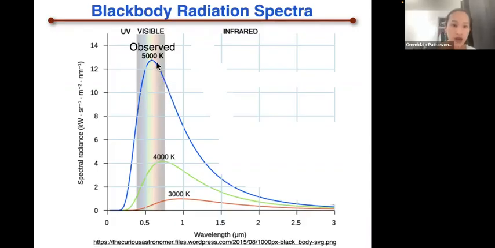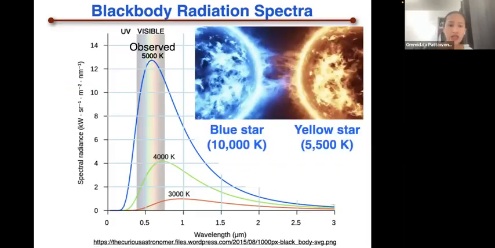you also see that the maximum radiance right here falls around the wavelength in the green region of the visible light. So if you compare this to the stars, you will notice that the blue star is going to be hotter than the yellow star, because the temperature of the blue star gives off the blue light region, which is at a higher energy than the yellow star.